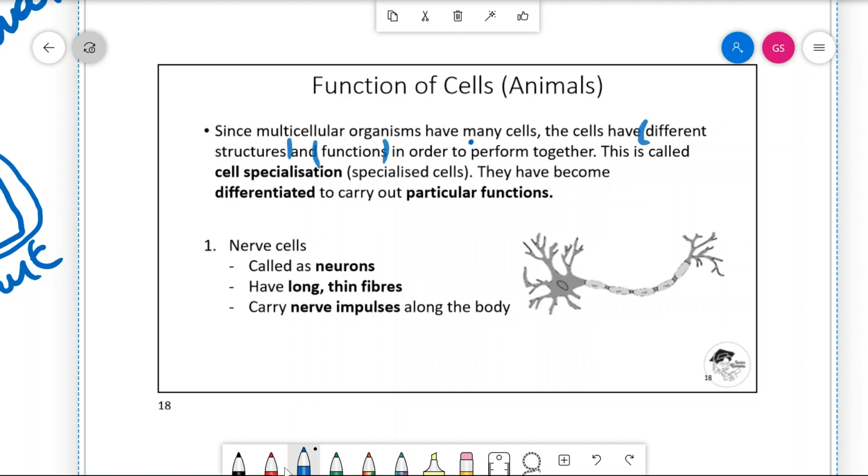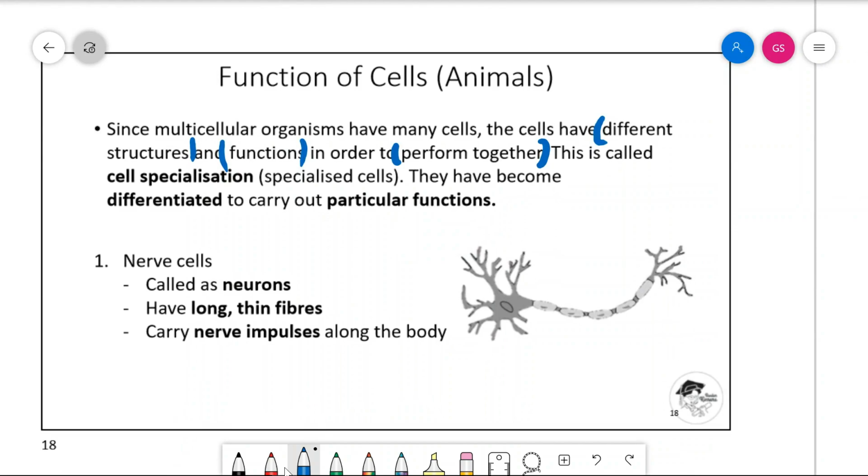Performing together, because it's not just one cell. It's not that you have a nose cell and your nose cell by itself can perform. No, you must perform with other things as well. That's why we must have different structures, number one, and number two, different functions, to perform together.